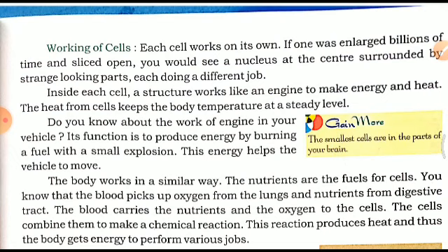The nutrients are the fuels for cells. You know that the blood picks up oxygen from the lungs and nutrients from the digestive tract. Blood carries nutrients and the oxygen to the cells. The cells combine them to make a chemical reaction. This reaction produces heat and thus the body gets energy to perform various jobs.